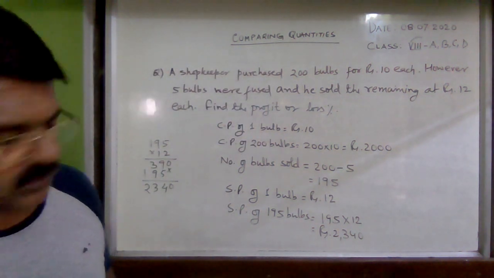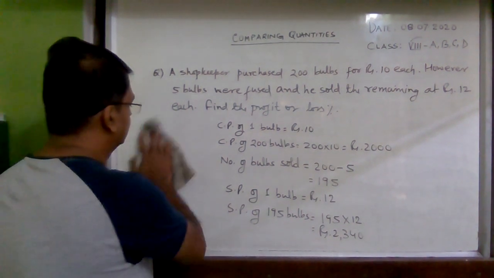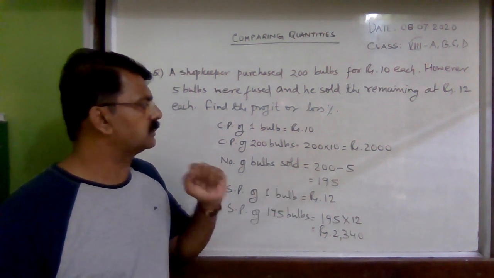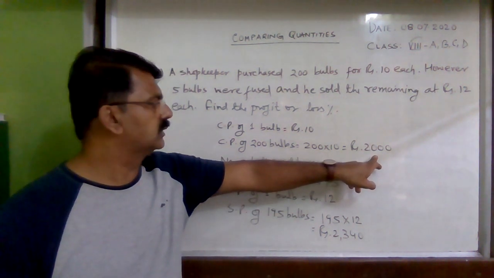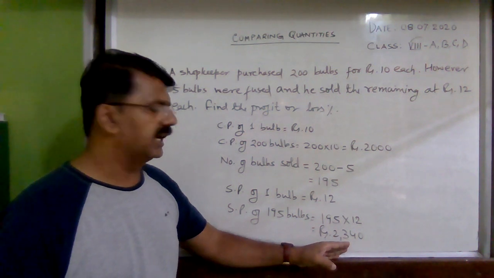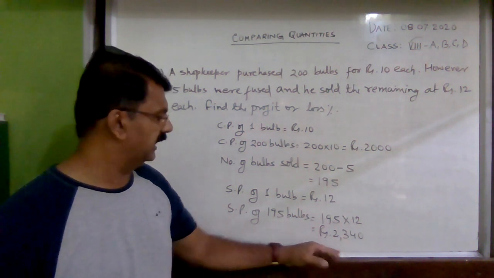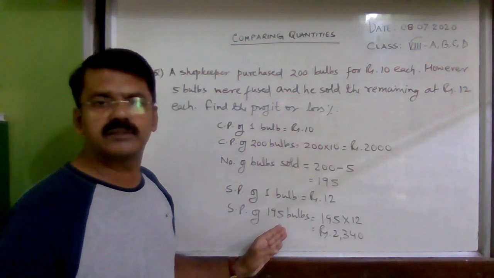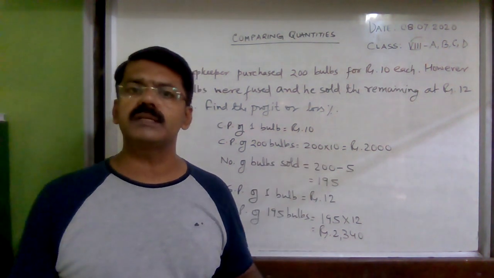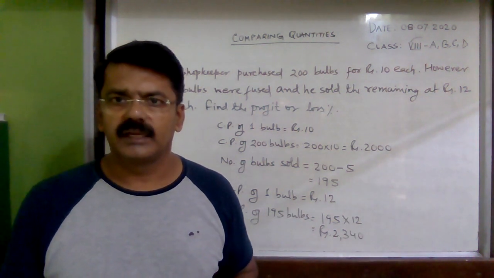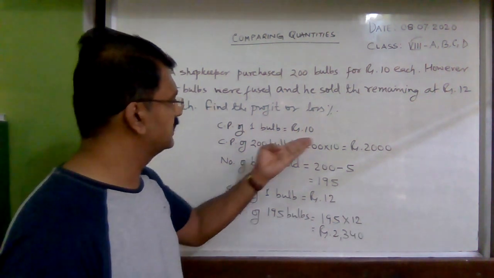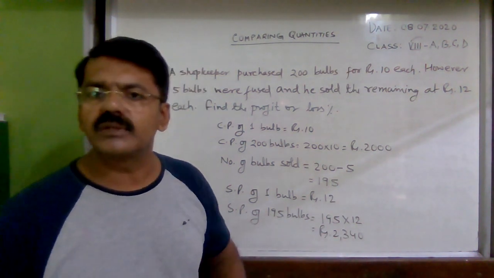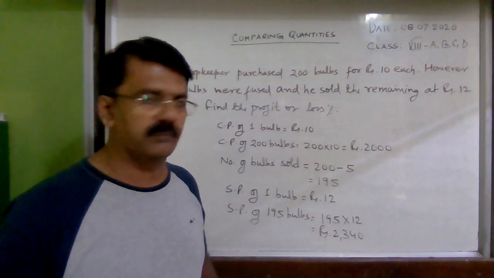So as you can see, the selling price is still more than the cost price, because the cost price was 2000 and the selling price is rupees 2340. Don't get confused that the cost price is of 200 bulbs and the selling price is of 195 bulbs, because the remaining 5 bulbs he has to throw away. He is not going to sell them. So actually this is the total CP and this is the total SP. But still, as the SP is more than CP, he is getting a profit.